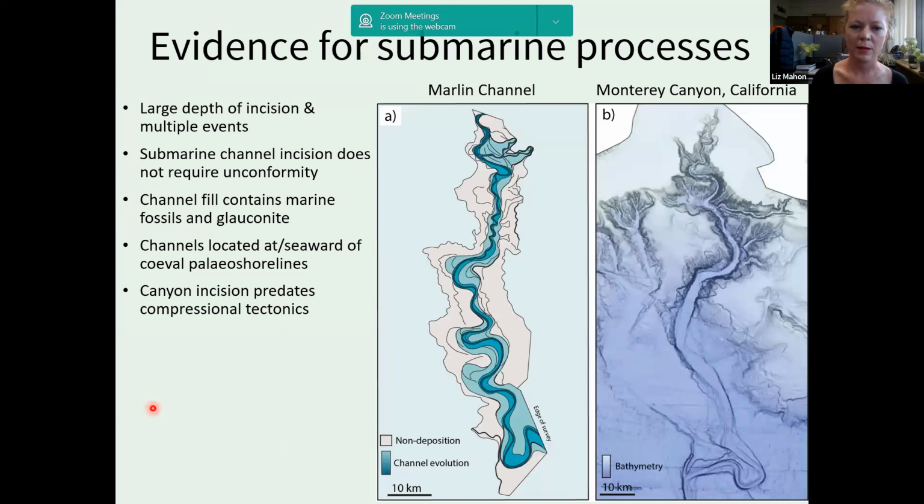And then if we look at the timing of these channels, they're located seaward of their coeval paleo shorelines, which seems quite significant. It's a little bit hard to invoke terrestrial uplift or terrestrial formations if they're located seaward. And in that case, we don't really need our compressional tectonics because these canyons predate that tectonic onset. So basically we're reinterpreting these lovely big incised features as likely forming via submarine processes.